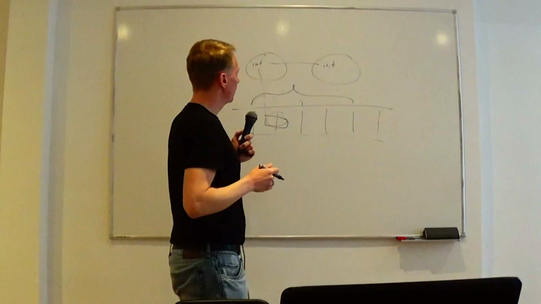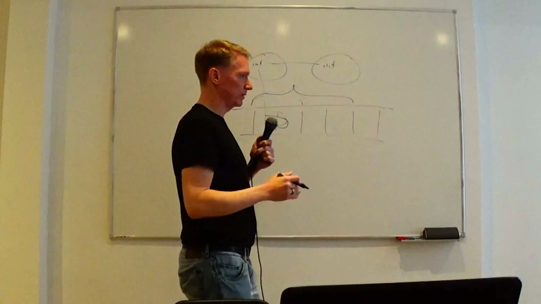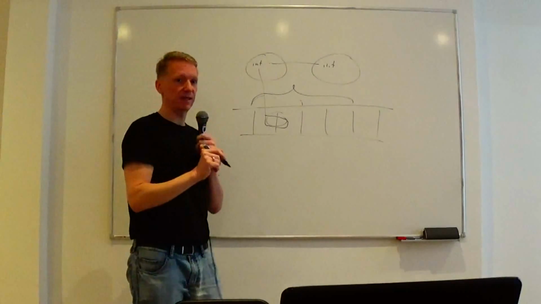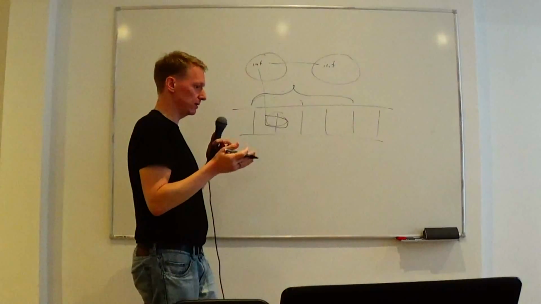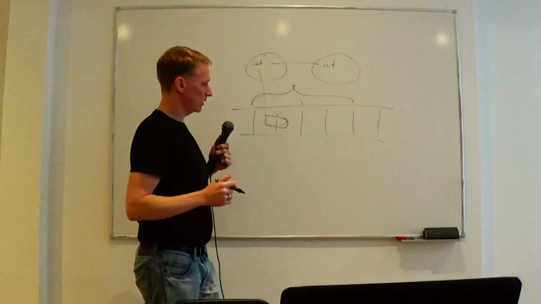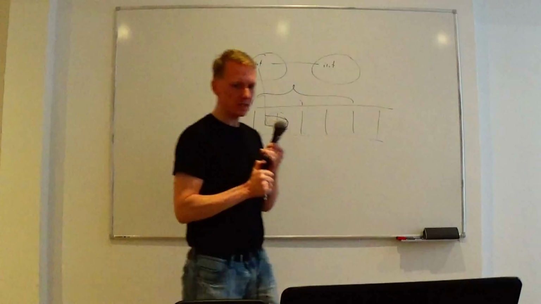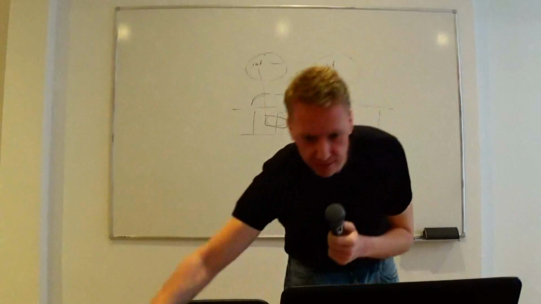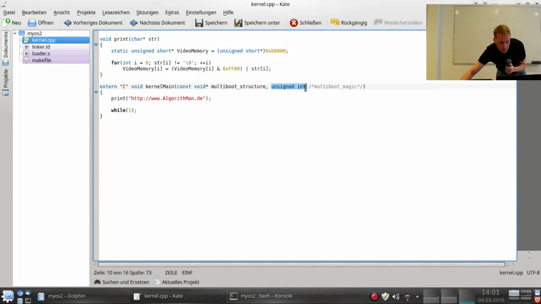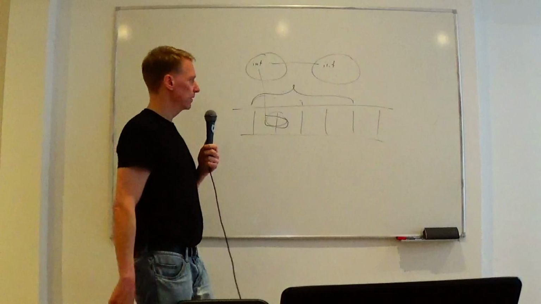Okay. But when we communicate with hardware, everything needs to be byte perfect. We need to know exactly how many bytes are there and where are they. We need to be really precise. Okay. So, for example, I had this here, the multiboot magic number. This is an unsigned int at this point.